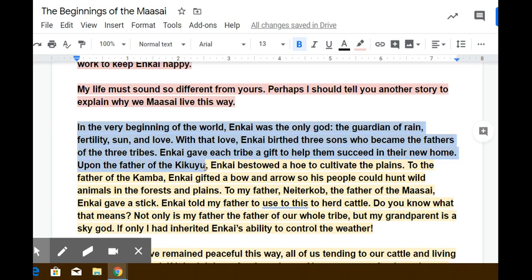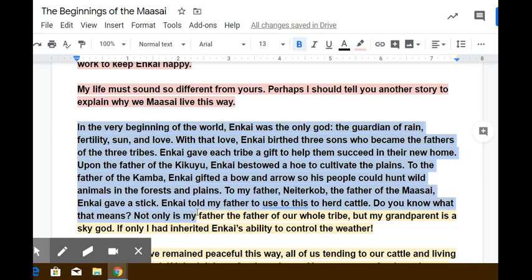Upon the father of the Kikuyu, Enkai bestowed a hoe to cultivate the plains. And a hoe is just basically a farming tool. Okay? To the father of the Kamba, Enkai gifted a bow and arrow so his people could hunt wild animals in the forests and plains. To my father, Nitirkab, the father of the Maasai, Enkai gave a stick. Enkai told my father to use this to herd cattle.